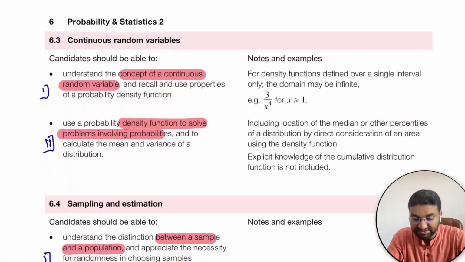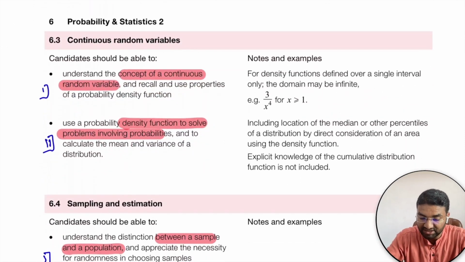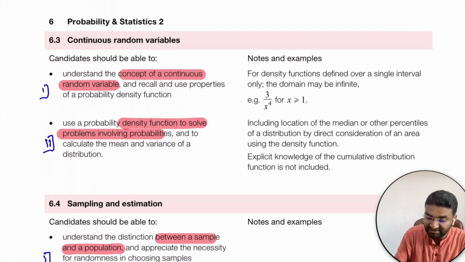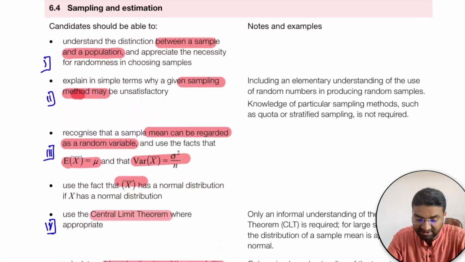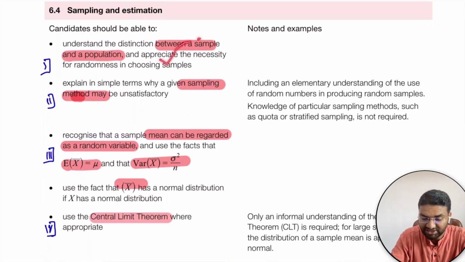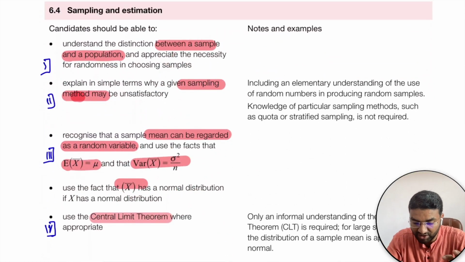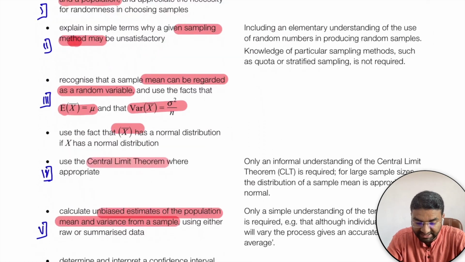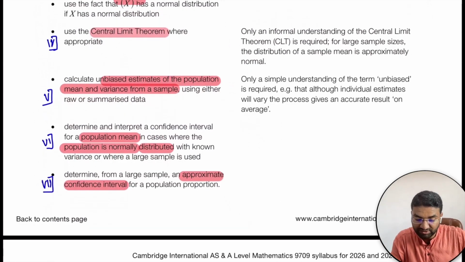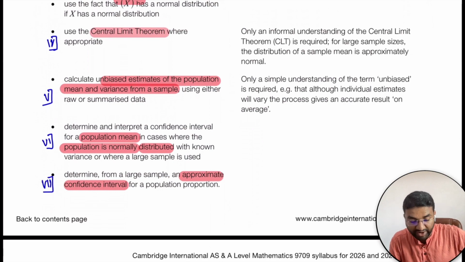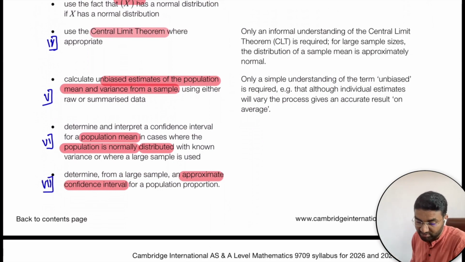Then continuous random variable, concepts of continuous random variable are there. Then density function to solve the equations involving probabilities. Then next, sampling and estimation. Here you have to use the sampling method to find the solutions. Then next we have expectance and variance concepts again. Then the central limit theorem, population mean, when the population is normally distributed.